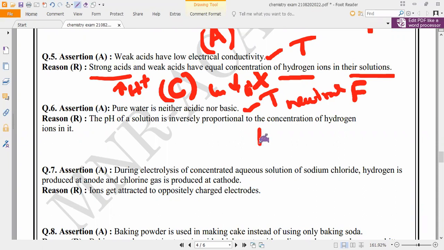But is there any connection, guys? You read and tell me. Is there any? No, sir. No connection.